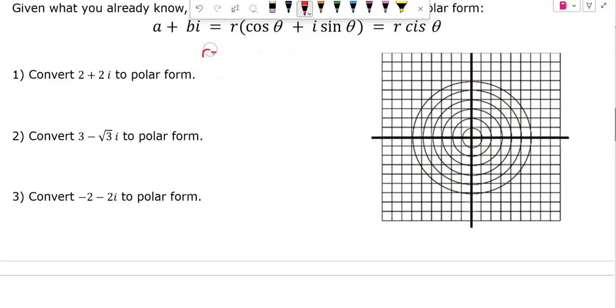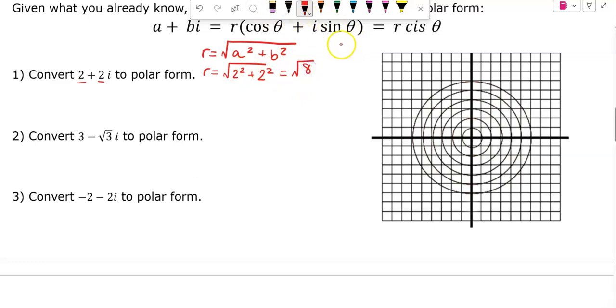So we find r by doing the square root of x squared plus y squared, correct? So in this case, instead of being x squared and y squared, it's going to be a squared plus b squared. Now, b is just the value that is directly in front of the i. It does not include the i. So I'm going to do r as I have a squared is 2 squared, and then b squared is also 2 squared. So 2 squared plus 2 squared is 4 plus 4, so that's the square root of 8.